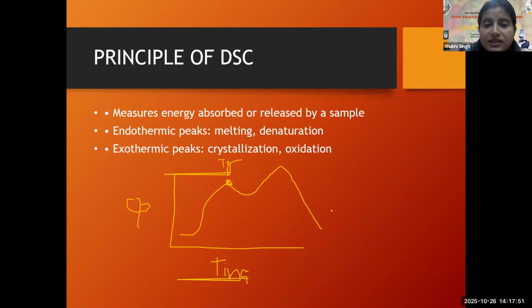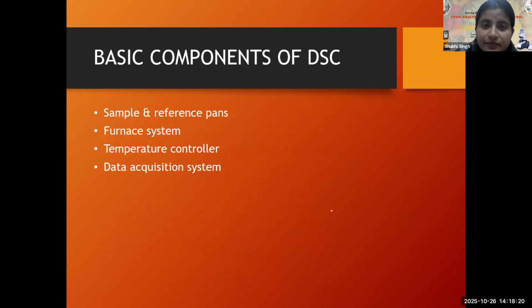What happened basically: exothermic and endothermic. We all know an exothermic reaction is the reaction where heat is released, and an endothermic reaction is the reaction where heat is absorbed. So endothermic peaks correspond to energy absorption, like melting or denaturation, whereas exothermic peaks indicate energy release, like crystallization or oxidation. Moving to the next slide.